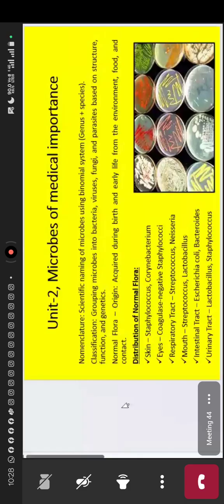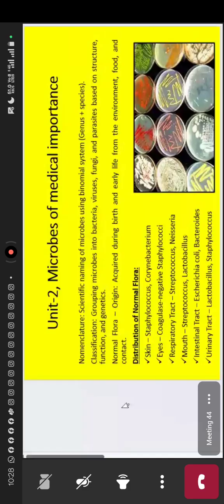Next is classification. In classification, microbes are classified on the basis of their shape, cell type, cell structure, mode of nutrition, genetics, and pathogenicity, right? Next is the normal flora. Normal flora are those microorganisms which are present in the body of a human being from birth, right? They are present inside the body of a normal person from birth.